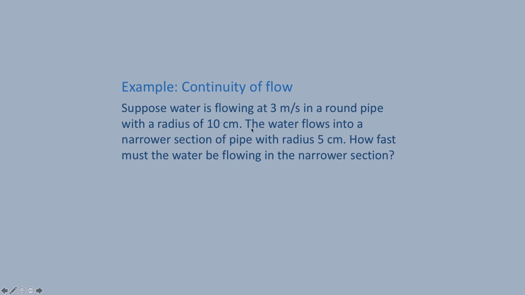So let's do an example. We have water at 3 meters per second in a pipe with 10 centimeter radius. Then it flows into a narrower section where the radius is only 5 centimeters. Let's figure out how fast it's flowing in the narrower section.